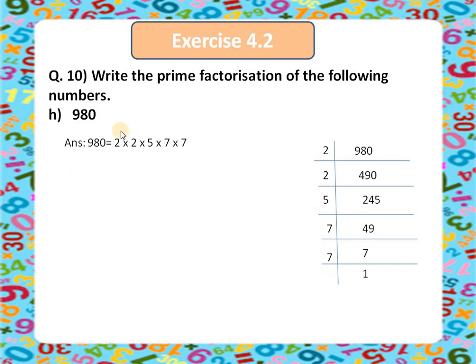Check your answer. 2 2s are 4. 4 5s are 20. 20 7s are 140. Multiply by 7 will give you 980. In this way you have cross-checked your answer.